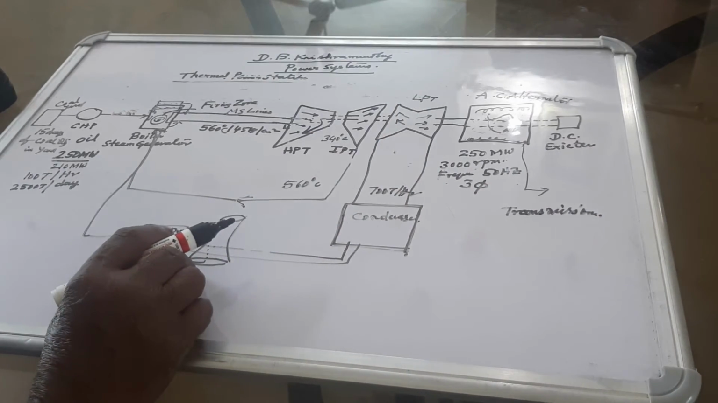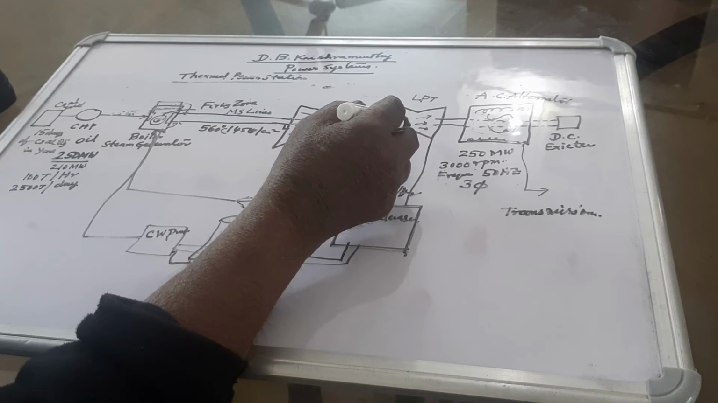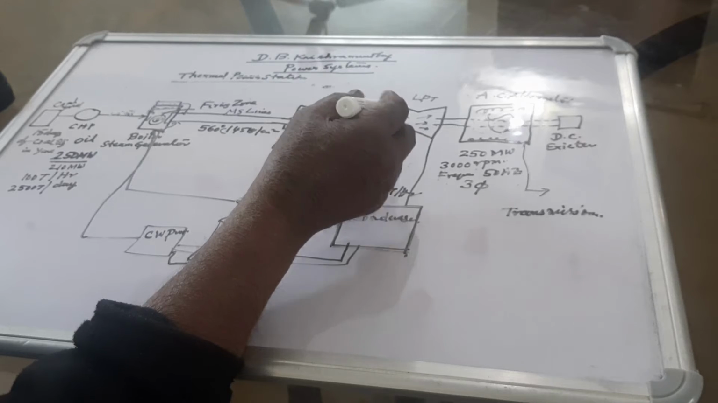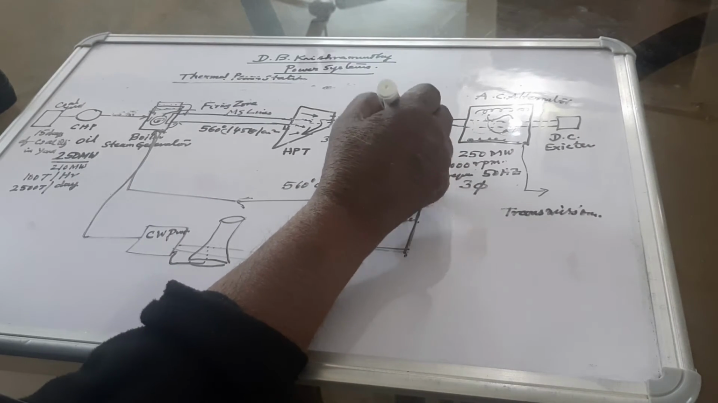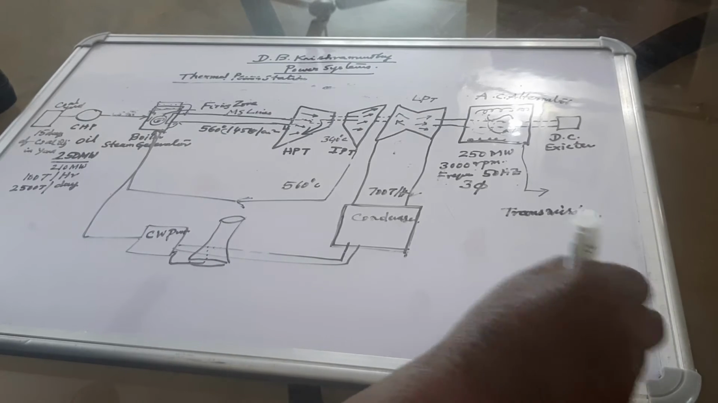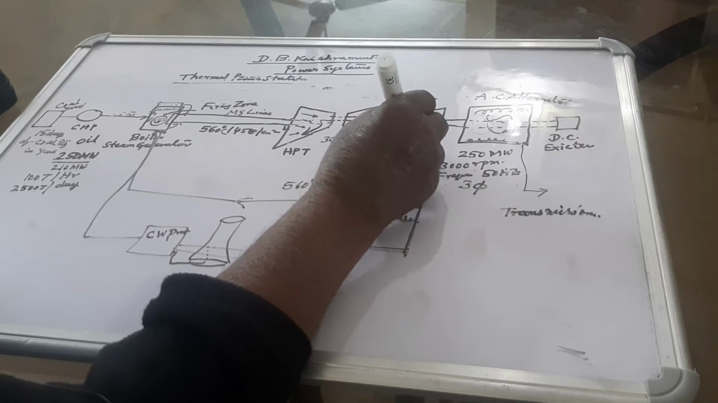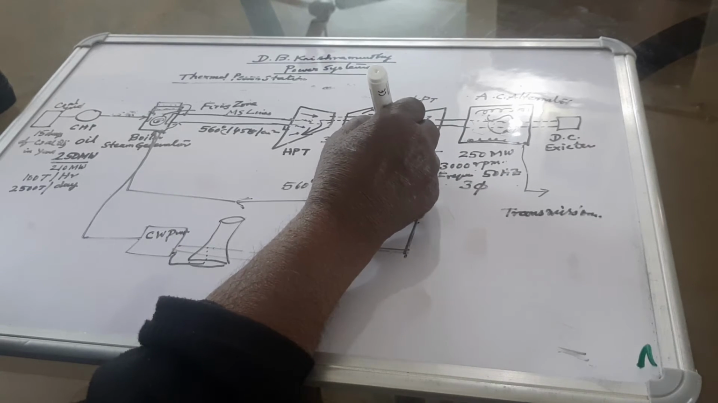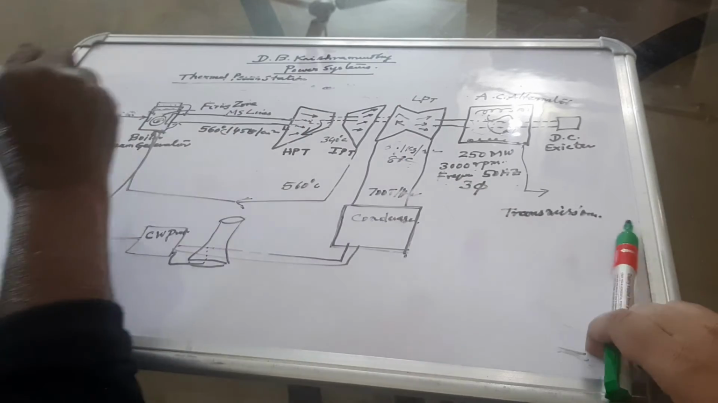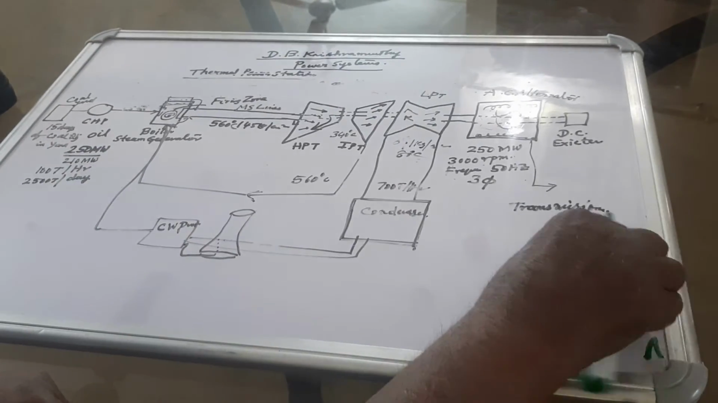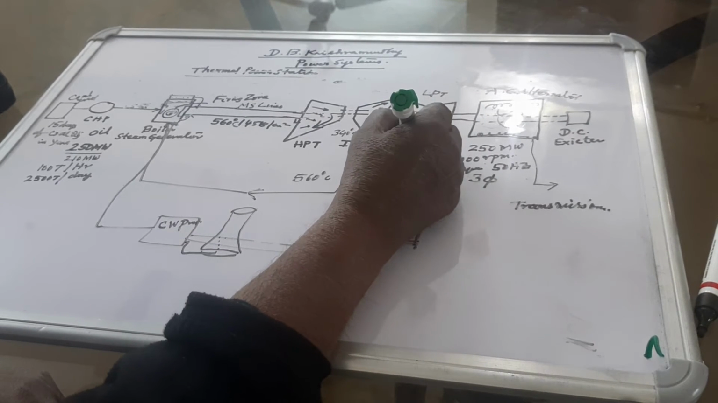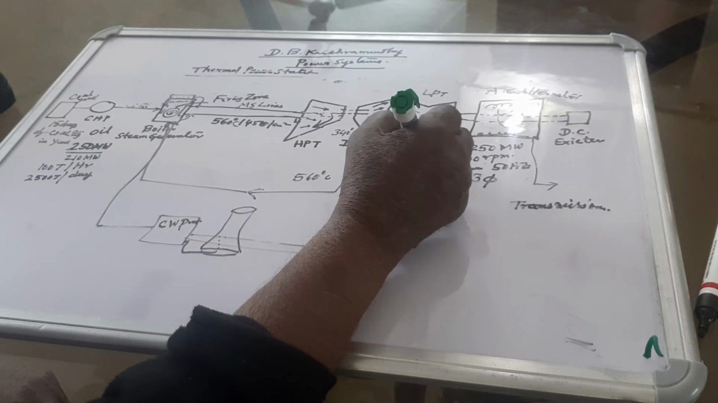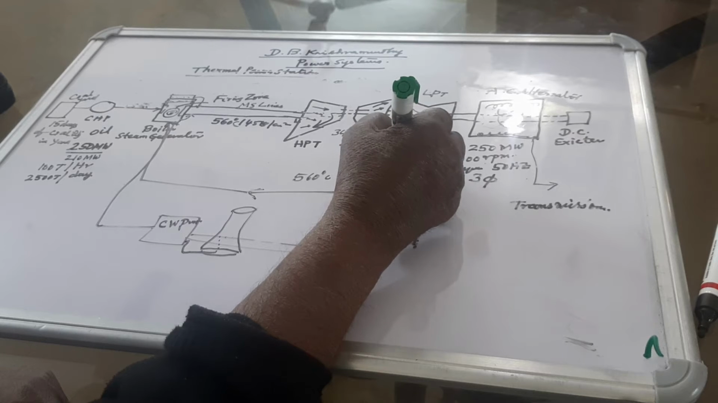So this will go to the LP turbine and all the steam energy will be exhausted, and it comes to the point of 0.1 kg per centimeter square and about 80 degrees centigrade. So this is 80 degrees centigrade, 1 kg or even less than 1 kg per centimeter square, 80 degrees or even 100 degrees centigrade.